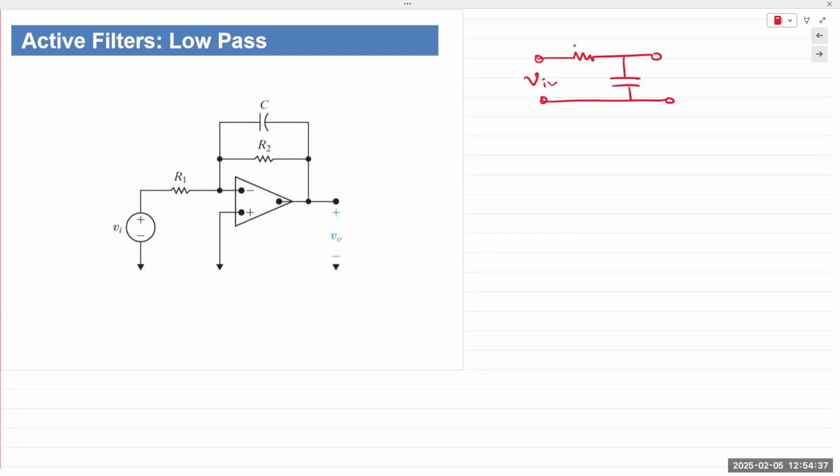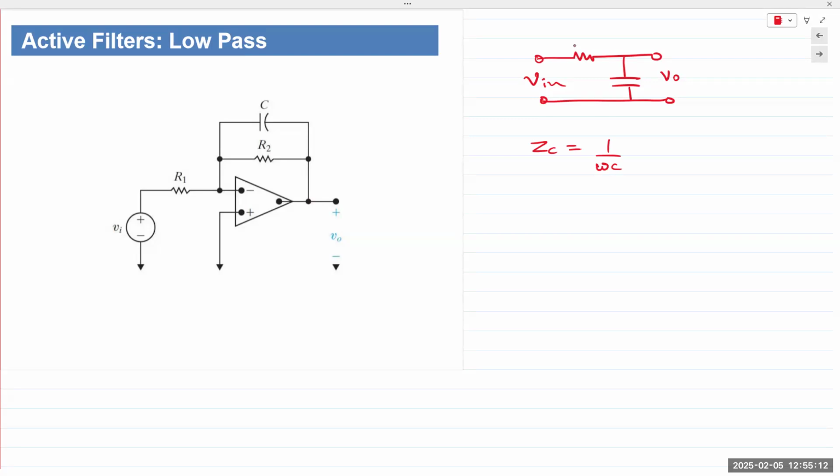Anyone remember? What kind of filter is this? Low pass or high pass? You can use ideal diode analysis for this. Capacitor impedance is 1 over j omega C. As the frequency increases, impedance decreases. As the frequency decreases, impedance increases.